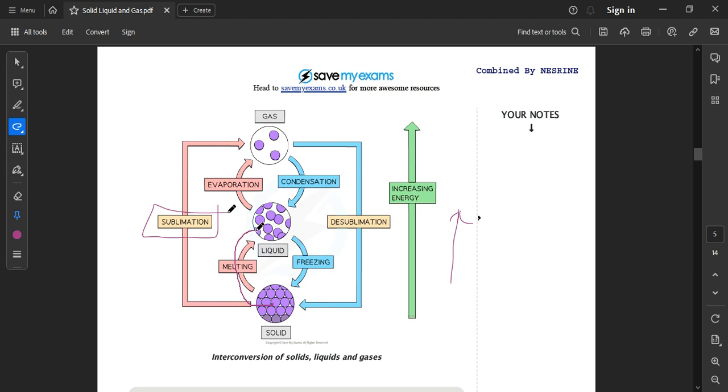From a solid to a liquid is melting. Liquid to a solid is freezing. Liquid to a gas is evaporation, and a gas to a liquid is condensation. So these are two special cases where the solid directly becomes a gas and a gas directly becomes a solid. So you can remember this as solid to gas is sublimation, and gas to solid is desublimation.